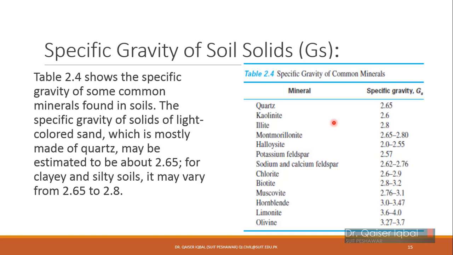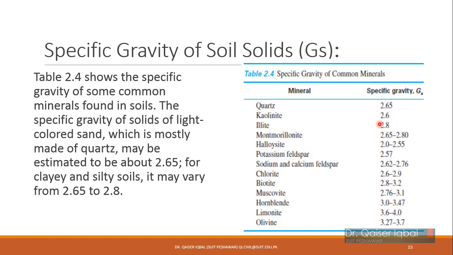So in this table, some common minerals are provided with their specific gravity, like quartz, kaolinite, illite, montmorillonite, halloysite, potassium feldspar, sodium and calcium feldspar, chlorite, biotite, muscovite, etc. So you can see over here clearly which minerals are heavy and which are light. If you know the specific gravity, you can clearly tell over here that kaolinite is lighter than quartz. Similarly, kaolinite is lighter than illite as well.